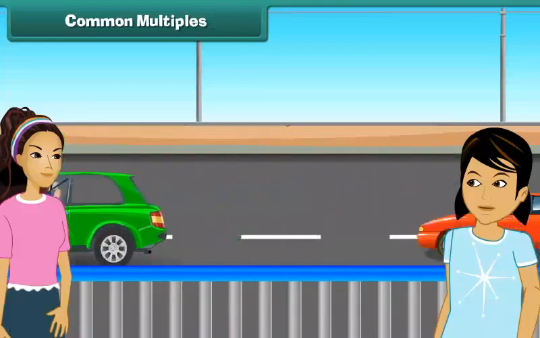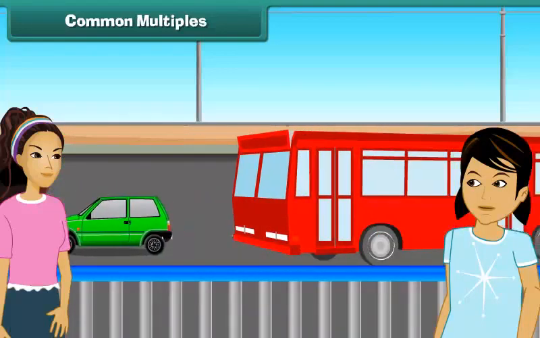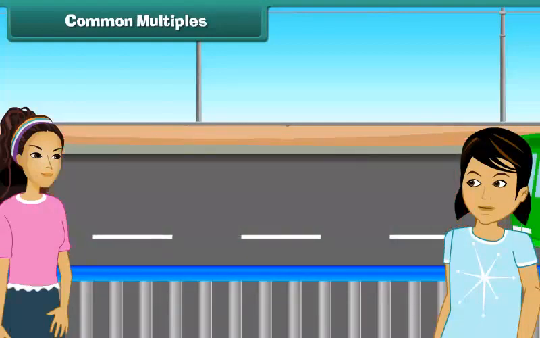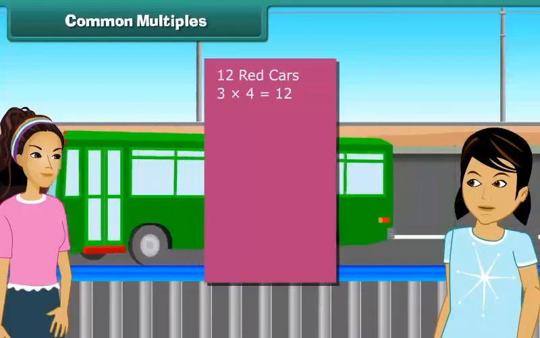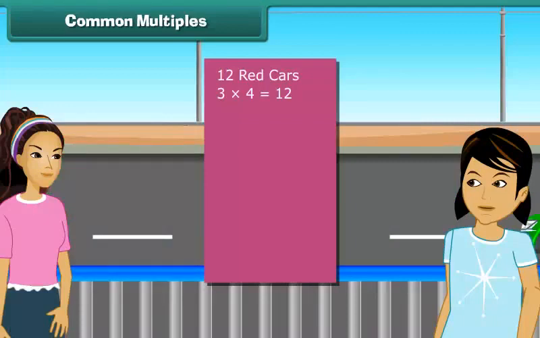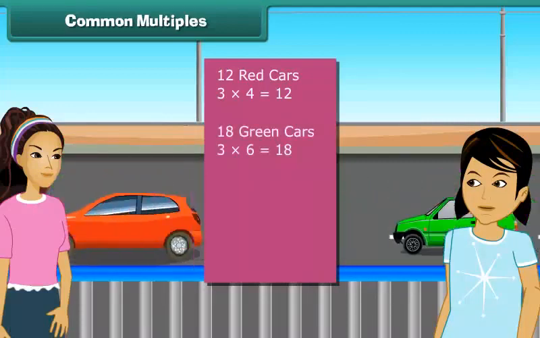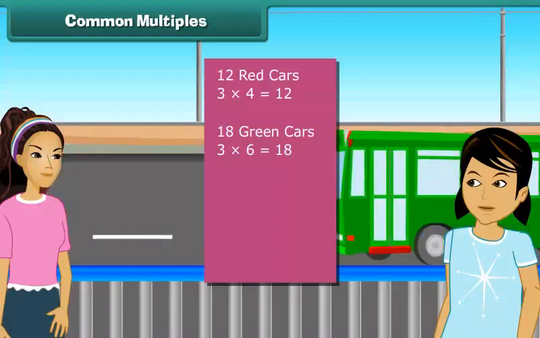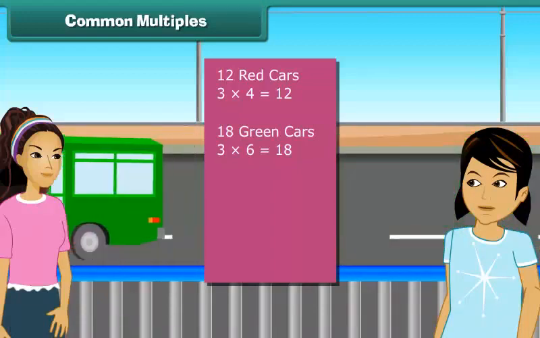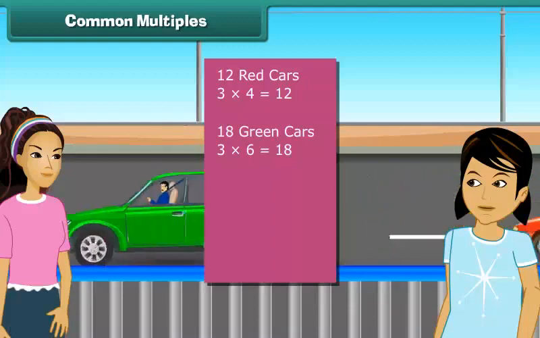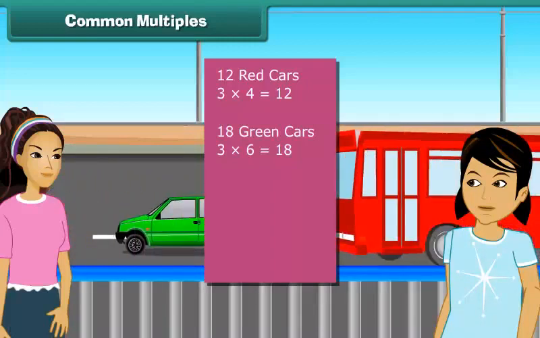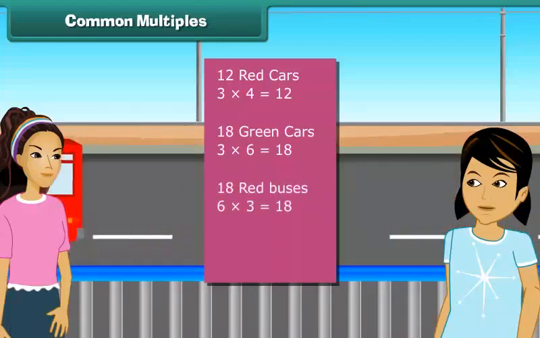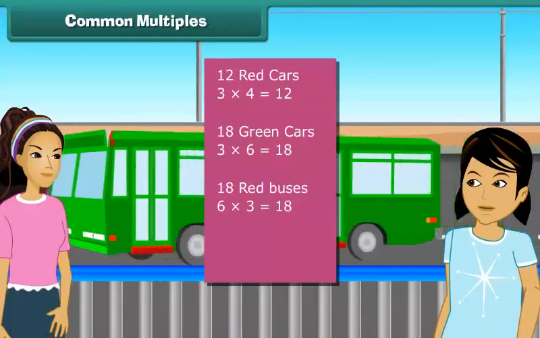Common multiples. Rima and Prerna are playing a game. Rima will count the number of red and green cars on the road. She will try to express them as multiples of 3. Prerna will count the number of red and green buses on the road. She will try to express them as multiples of 6.